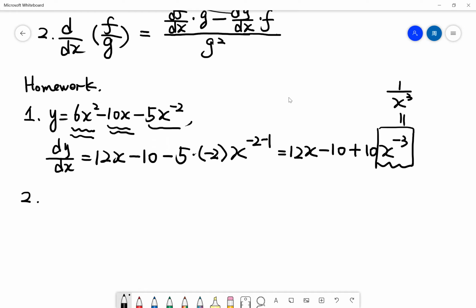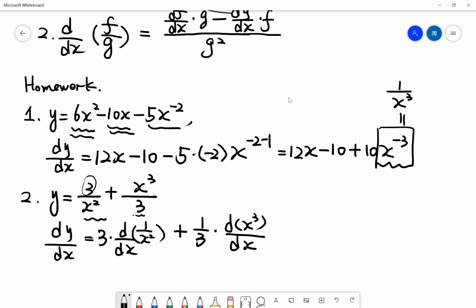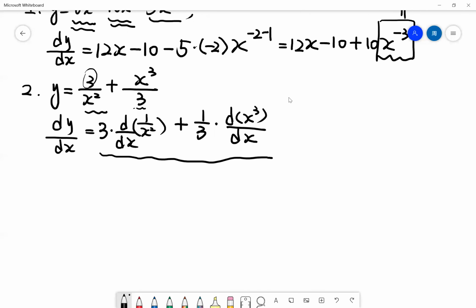So the second is y equals 3 by x squared plus x power 3 by 3. Here we also calculate dy/dx part by part. For the first part, 3 is a constant, so 3 can be taken out. Then we differentiate d(1/x squared)/dx. And plus, 1 by 3 is a constant, so that is 1 by 3 times d(x power 3)/dx. So this step, do you have any questions? Any questions, guys? No? Okay.